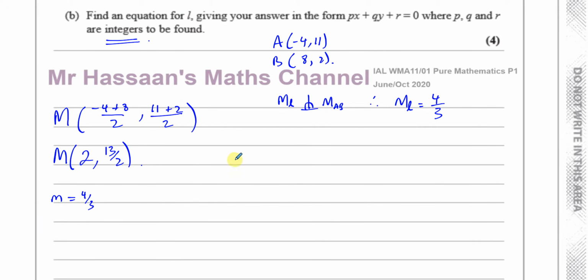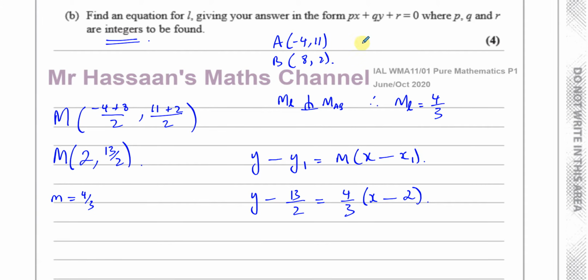So we can now say that our equation, if we want to put it in this form, y minus y1 equals m times x minus x1. So y minus the y coordinate, which is 13/2, equals m, which is 4/3, times x minus the x coordinate, which is 2.